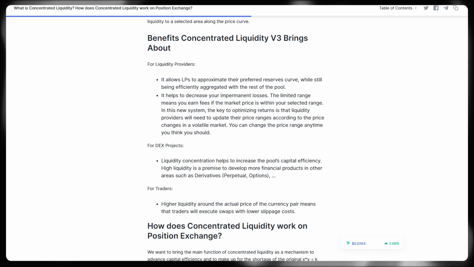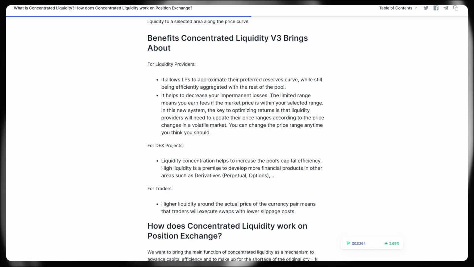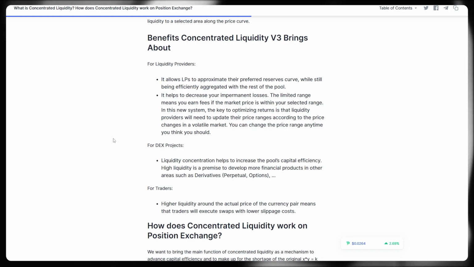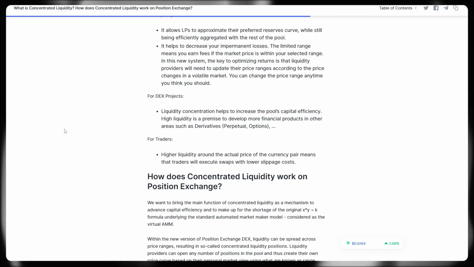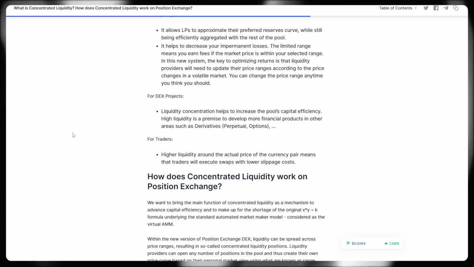In this new system, the key to optimizing returns is that liquidity providers will need to update their price ranges according to the price changes in a volatile market. You can, of course, change the price at any given time that you think you should. Liquidity concentration helps to increase the pool's capital efficiency, and high liquidity is a premise to develop more financial products in areas such as derivatives, perpetuals, and options. That's not really relevant at the moment for us, but of course, it's a potential for the future of SaucerSwap, depending on how successful this particularly is.